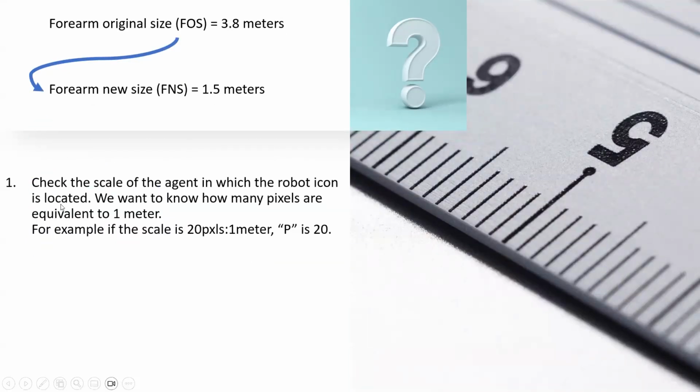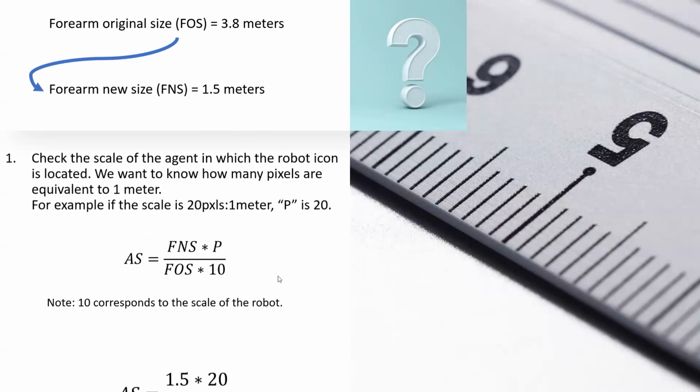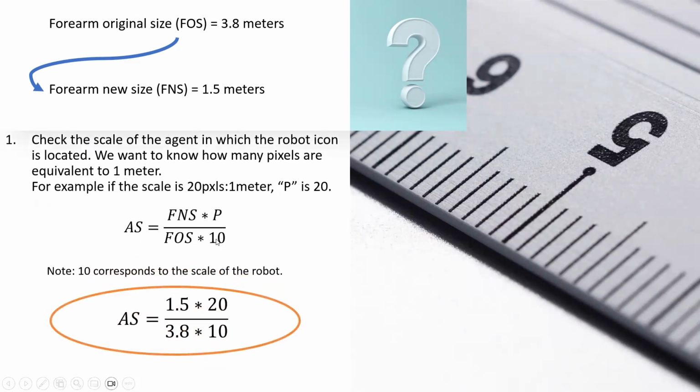So, the first step is to check the scale of the agent in which the robot icon is located. We want to know how many pixels are equivalent to 1 meter. For example, if the scale is 20 pixels to 1 meter, P is 20. Then we can use this formula to set our additional scale, where FNS, as we know, is 1.5. We have to multiply this by 20 and then divide it by FOS, which is the original size of the forearm, and multiply it then by 10. This number 10 corresponds to the scale of the robot. You will always have to use this 10 here.